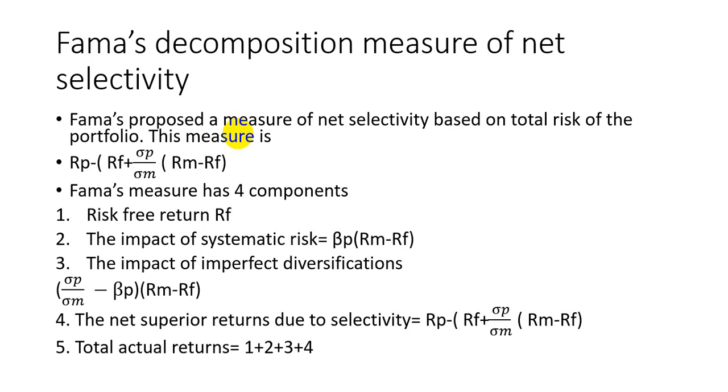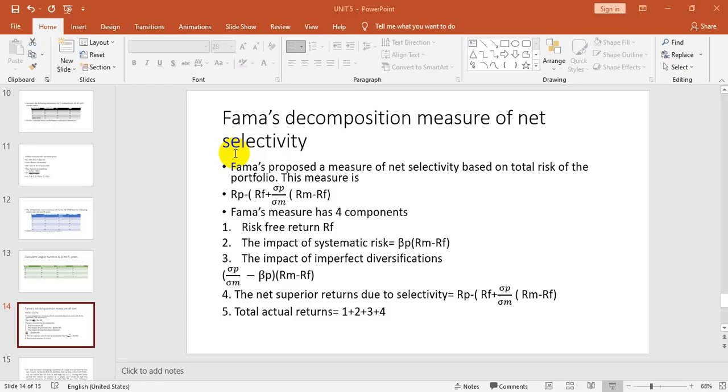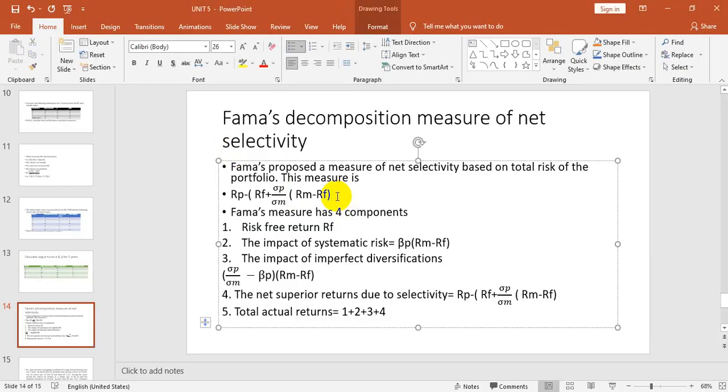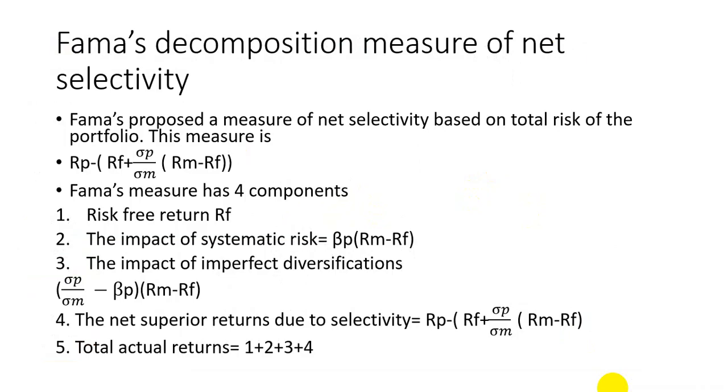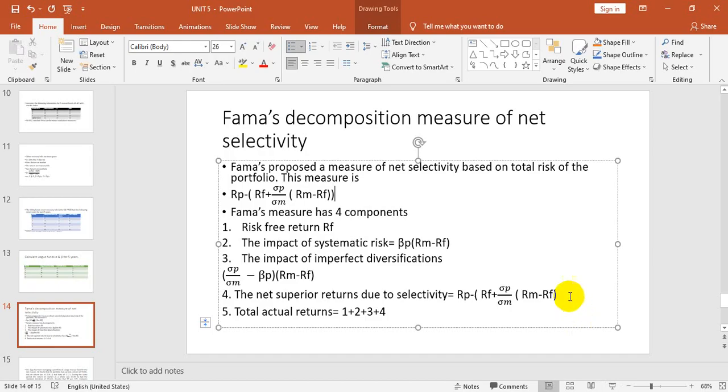So this is the formula: RP minus RF plus standard deviation of P by standard deviation of M. You will be opening the bracket as such. Again, here one more bracket will come. The bracket has been started, so this is the bracket of both of them. This will be the bracket of this. So RM minus RF. This is one of the formulas of Fama's, where you take this in the fourth step, the net selectivity. This is how you calculate over here. One more bracket will also come as such.